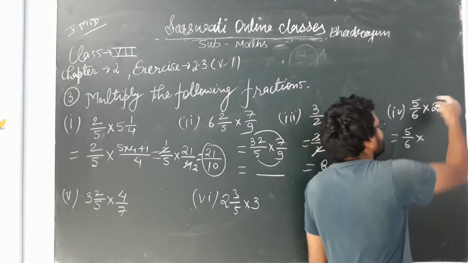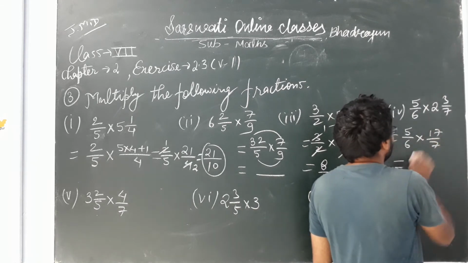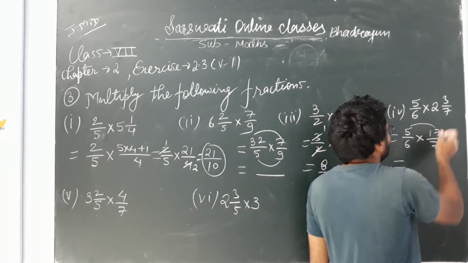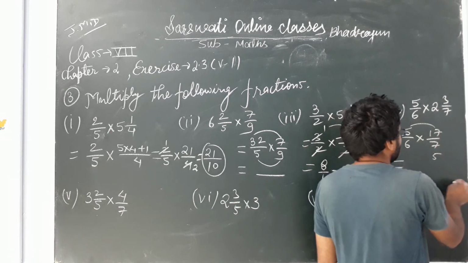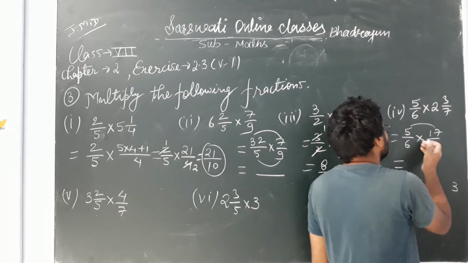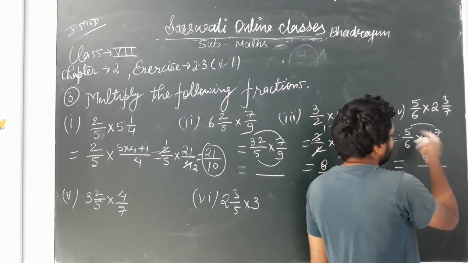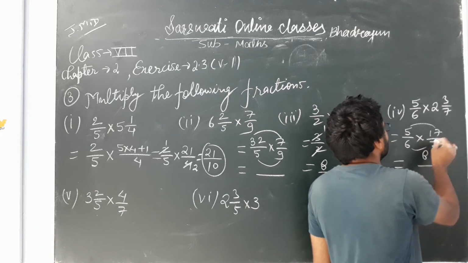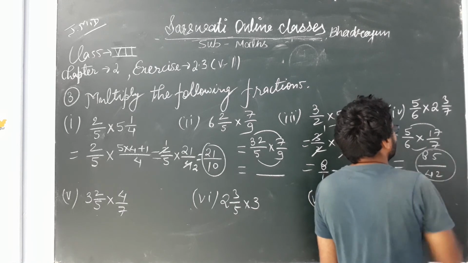Okay, now next one is 5 upon 6 into 7. 2 7s are 14. 14 plus 3 is 17 upon 7. Now we will multiply 17 times 5. 5 7s are 35. 5 carry 3. 5 1s are 5. 5 plus 3 is 8. Okay, 17 5s are 85. Now 6 7s are 42. So 85 upon 42 is our answer.